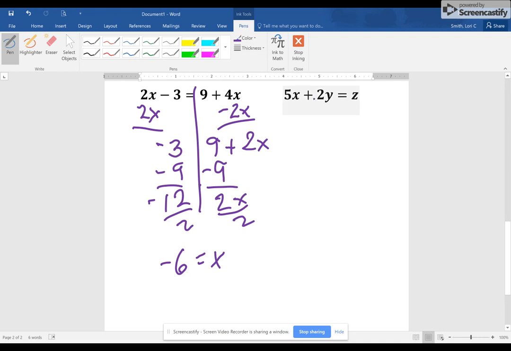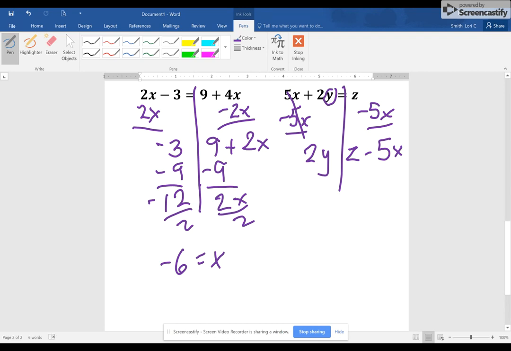Now we will look at our literal equation, 5x plus 2y equals z. We are going to solve for y. So we begin by subtracting 5x from both sides. And here these cancel out, and we're left with 2y on the left and z minus 5x on the right. We divide both sides by 2, and we end up with y equals z minus 5x over 2 as our solution.